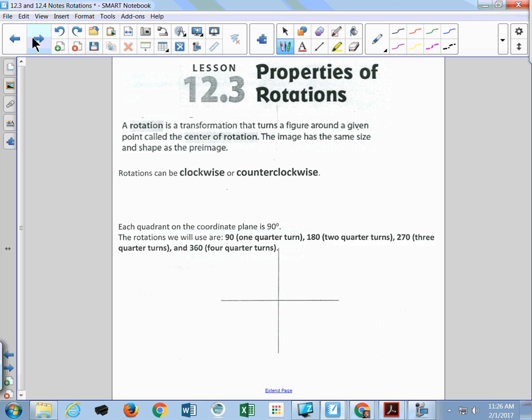Rotations can be clockwise or counterclockwise. That's clockwise is to the right and counterclockwise is to the left. I will abbreviate clockwise as CW and counterclockwise as CCW.